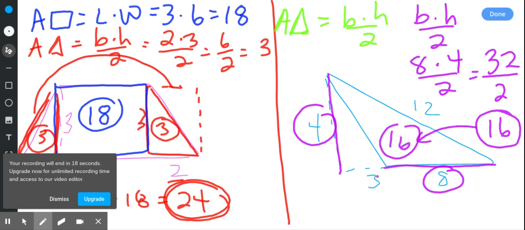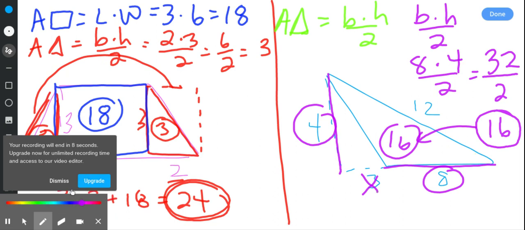So this is extra information. Don't use that. If the actual base went that far out, then you could have added the 8 and the 3, but the base of the actual triangle is only 8. Okay. Go ahead and give the rest of them a try.